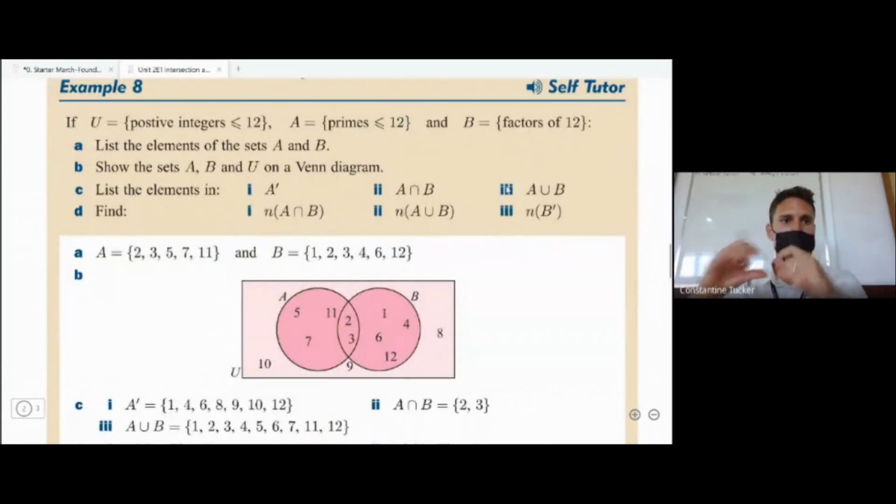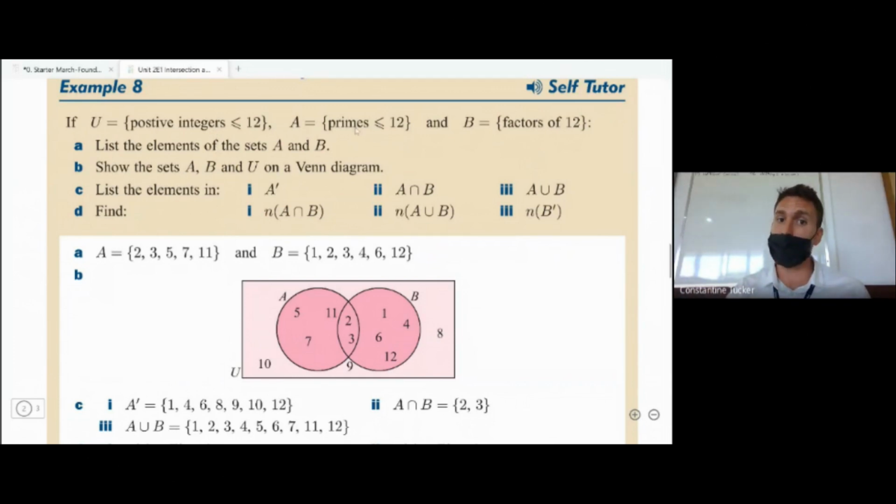We love maths. Okay, so if u is all the positive integers which are less than or equal to 12, so what would that be? Positive integers less than or equal to 12? Get ready. 1, 2, 3, 4, 5, 6, 7, 8, 9, 10, 11, 12. Okay, so positive integers are integers, whole numbers which start from 1 and end with 12.